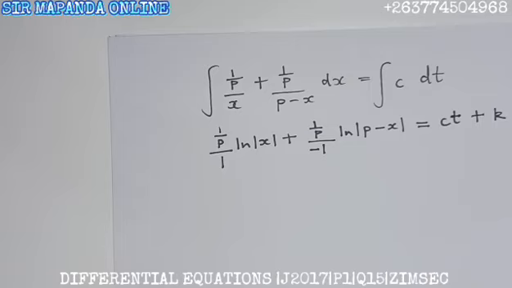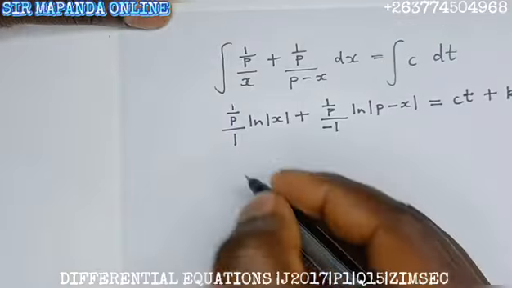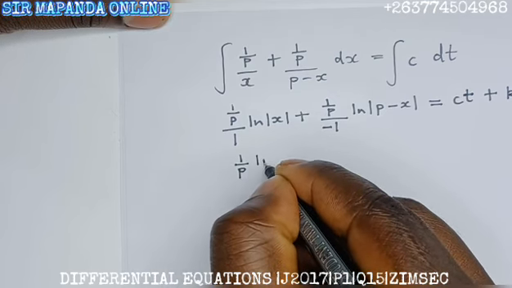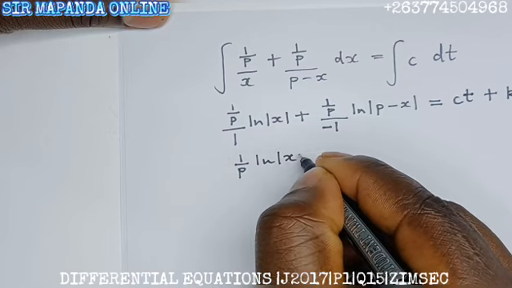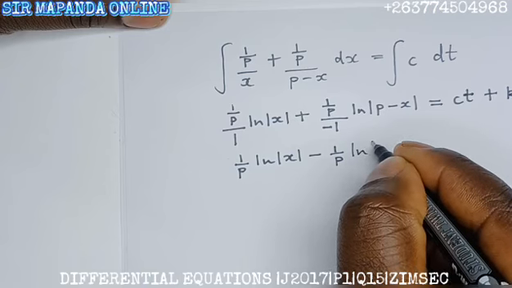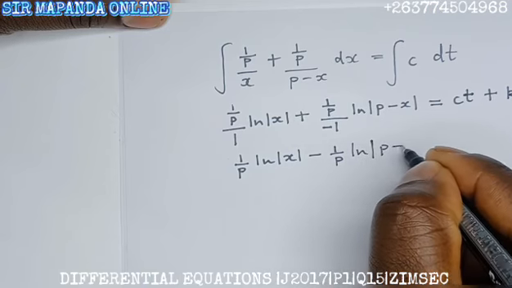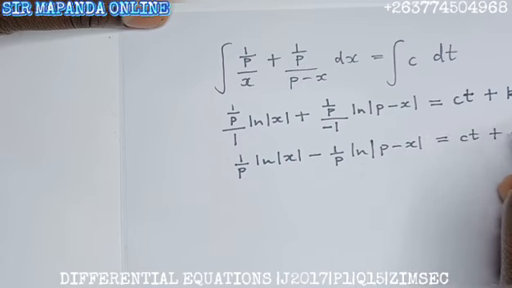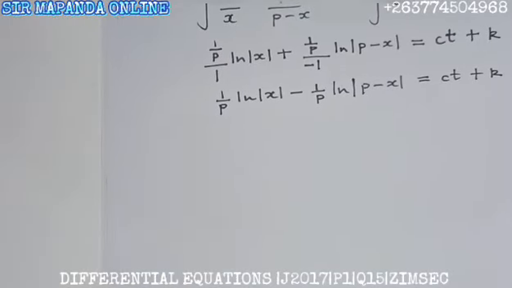Right, so we want to make x the subject of the formula. How do you make x the subject? Firstly, let me simplify this first. 1 over p ln x minus 1 over p ln, open bracket, p minus x, is equal to ct plus k. I hope you are following.